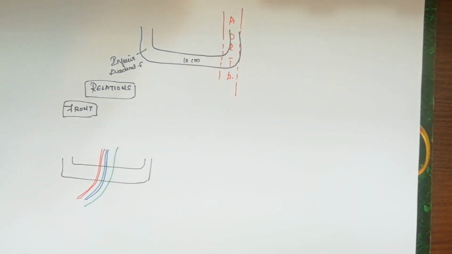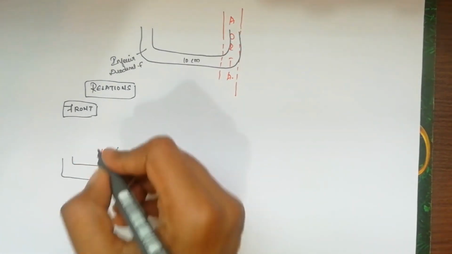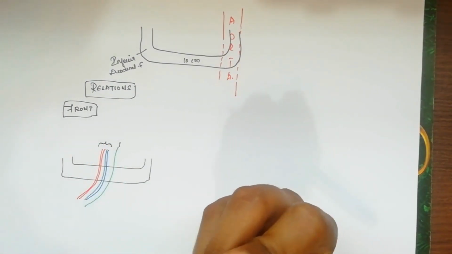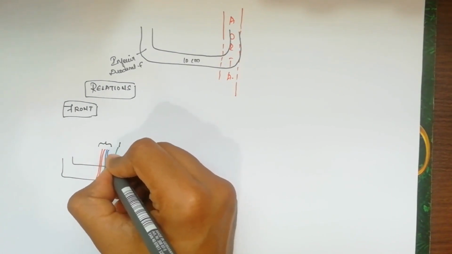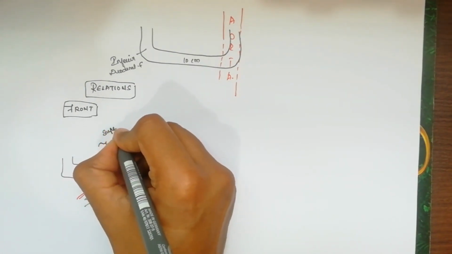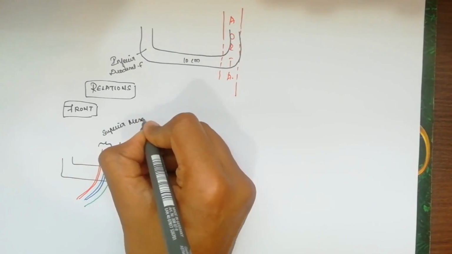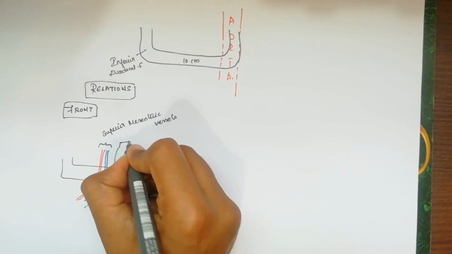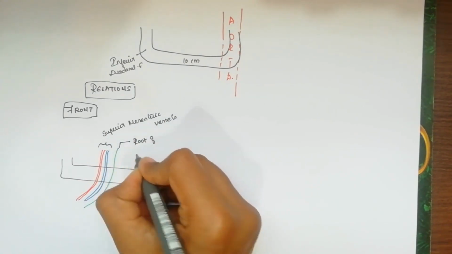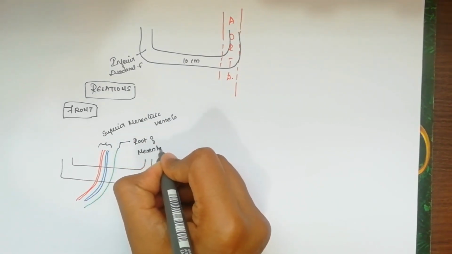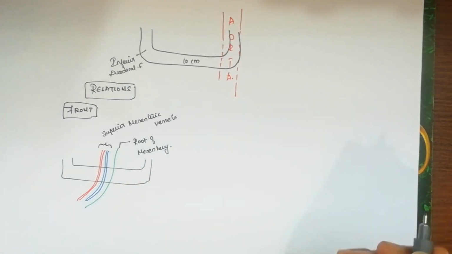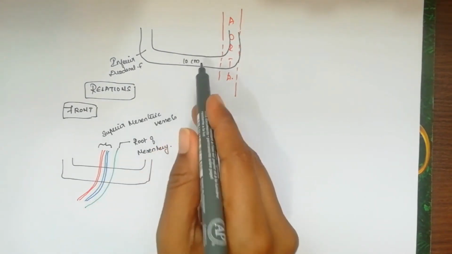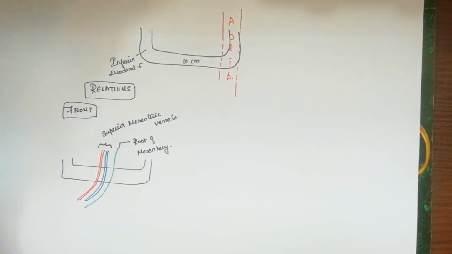We are talking about front relation. So in front relation we have got three structures. One is artery, another one is vein, and one is the peritoneal attachment. The artery and vein is nothing but superior mesenteric vessels, and this is root of mesentery. Mesentery is a peritoneal fold of small intestine. So this is how we have got the front relation of third part of duodenum.